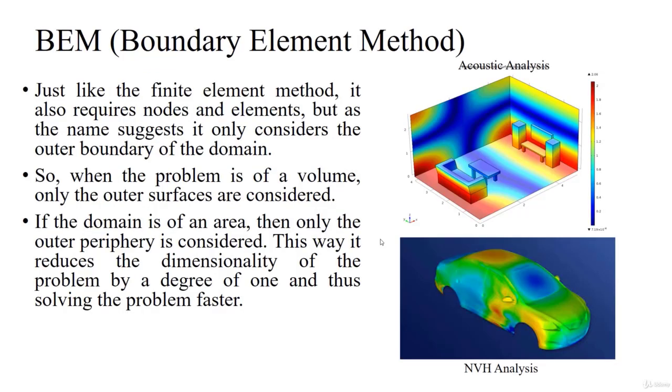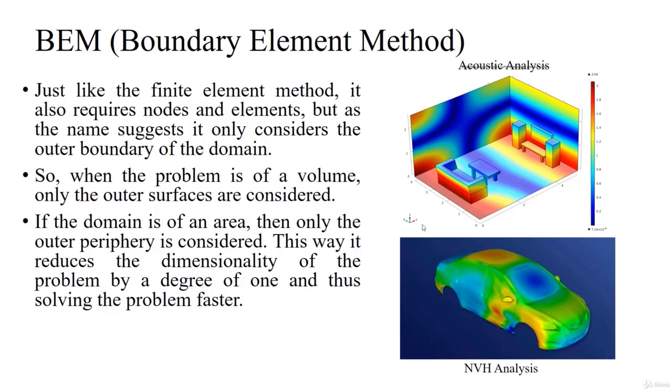So coming to boundary element method or BEM. Just like the finite element method, it also requires nodes and elements, but as you see in the name, if we perform any analysis using BEM, it is going to consider only the surface or the boundaries of the particular system. So for example, if we take a volume, then it is going to consider only the surfaces for the analysis. Likewise, if I take an area, it is going to select only the edges for analysis.